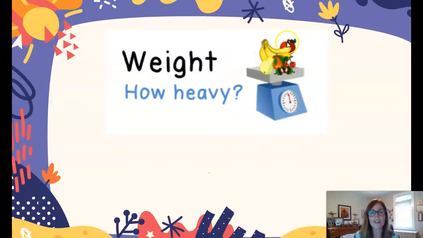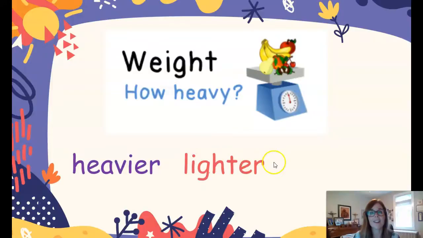In the picture, you can see that some fruit is being weighed on a scale. There are different kinds of scales we can use, and we're going to look at one of those today. Some words we use when we talk about comparing weight are heavier, lighter, or the same as.